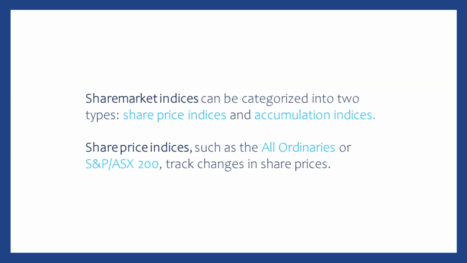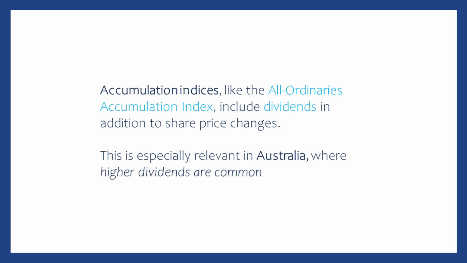Share market indices can be categorized into two types: share price indices and accumulation indices. Share price indices, such as the All Ordinaries or S&P ASX 200, track changes in share prices. Accumulation indices, like the All Ordinaries Accumulation Index, provide a more comprehensive measure by including dividends in addition to share price changes. This assumes that dividend value is reinvested across the entire index portfolio, which is especially relevant in Australia, where higher dividends are common.